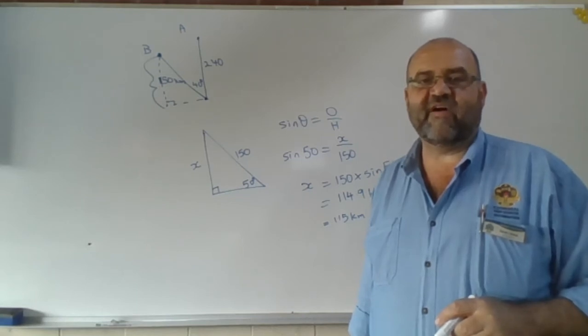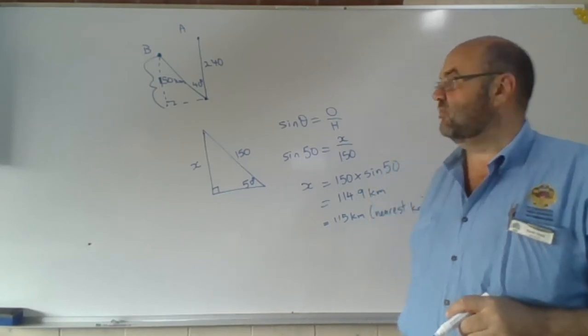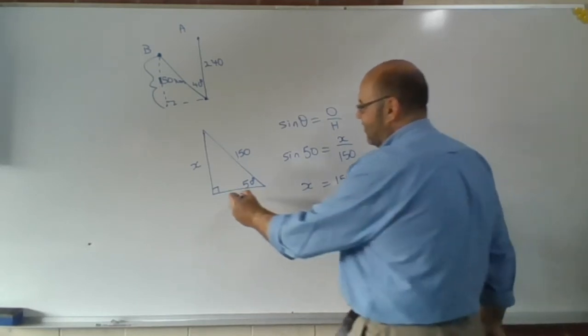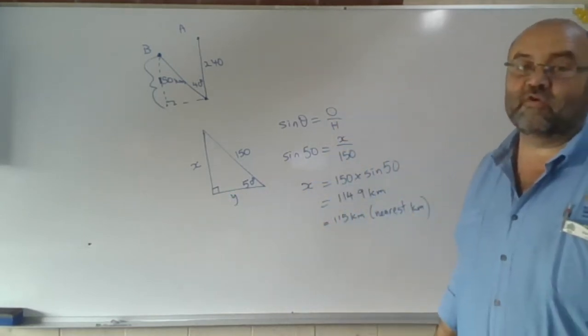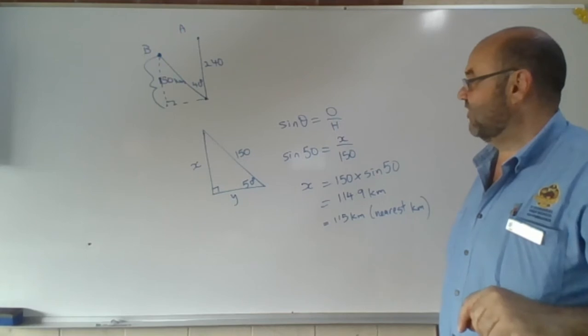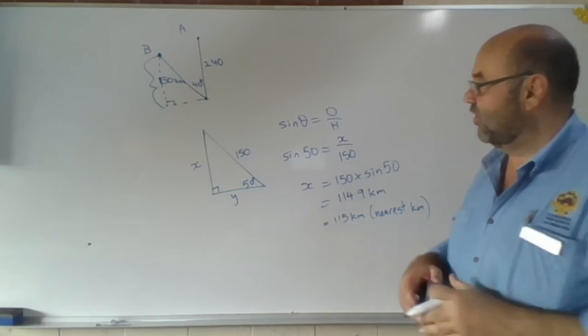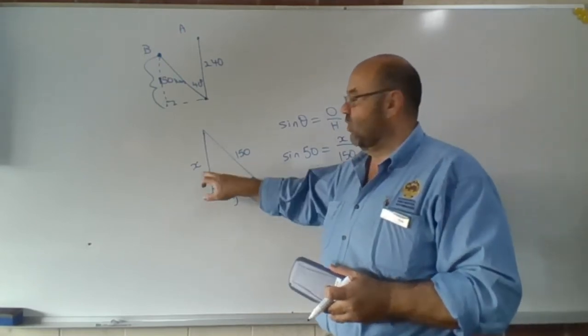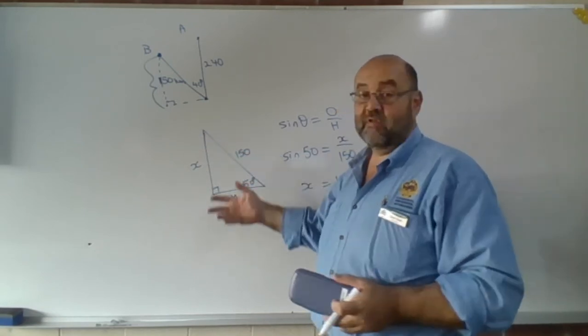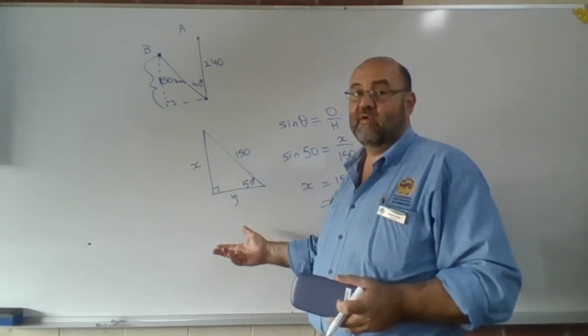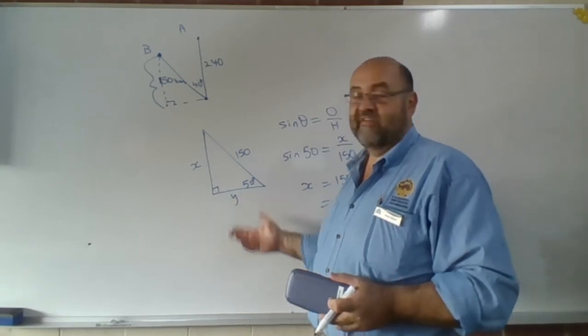Then it asks how far west has the plane travelled? Well, how far west is this distance over here? You've got two options for working out how far west that is. We know that's 150, we know that's 115, and we know this is a right angle triangle. So we could use Pythagoras' theorem, right? Or we could use trigonometry.